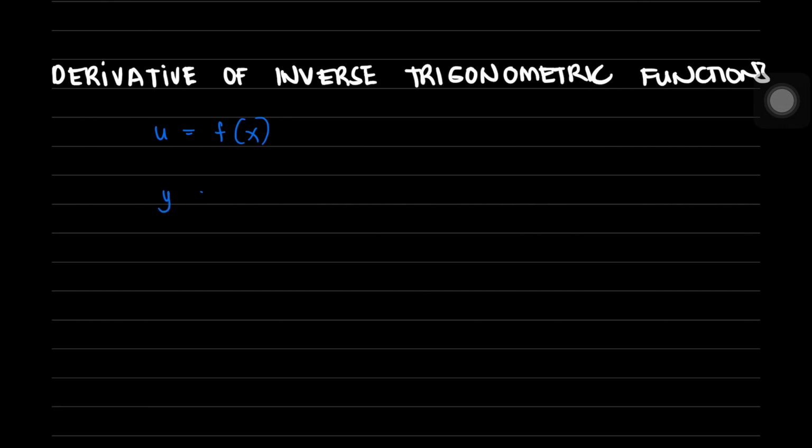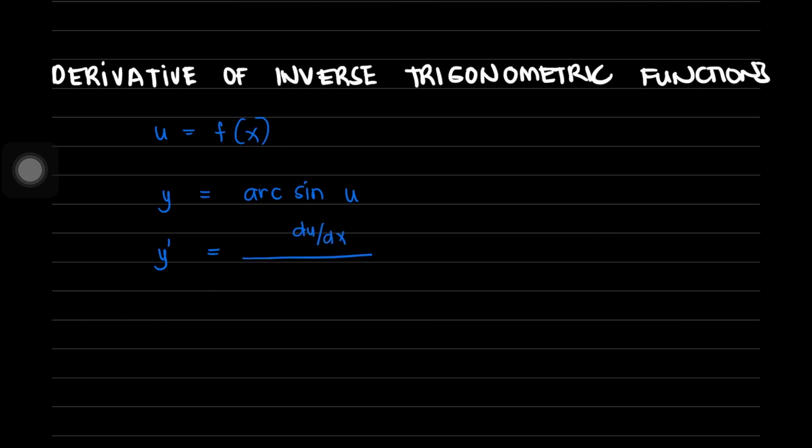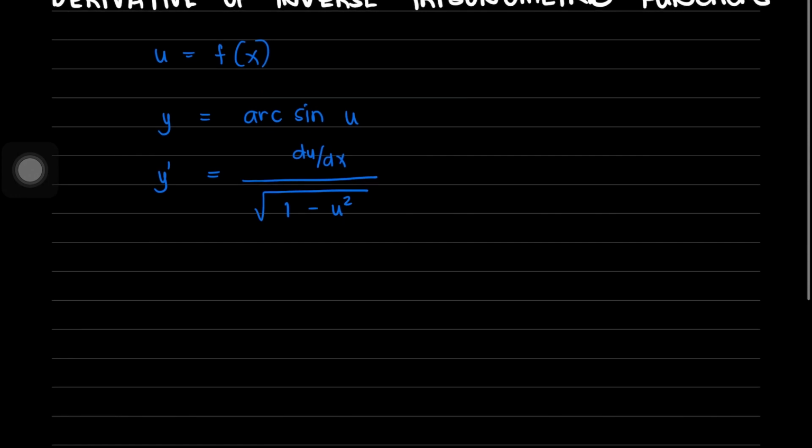y is equal to arcsine of u. So again, u is a function of x in here, and if we're going to solve for y prime, or the derivative of y with respect to x, then this is now equal to the derivative of u with respect to x all over the square root of 1 minus u squared. So this would now be the formula for the derivative of arcsine of u.